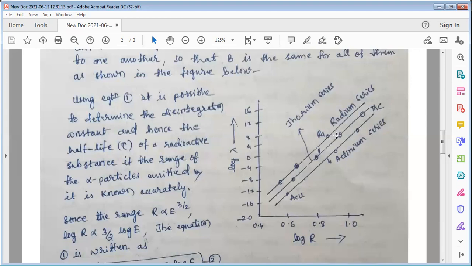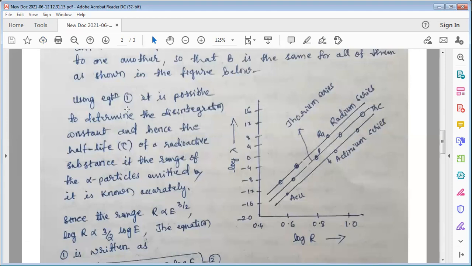So for such compounds, we have got this straight line, and this is another straight line for the radium containing compounds. And all these straight lines are parallel to each other, indicating that they are of equal slopes.